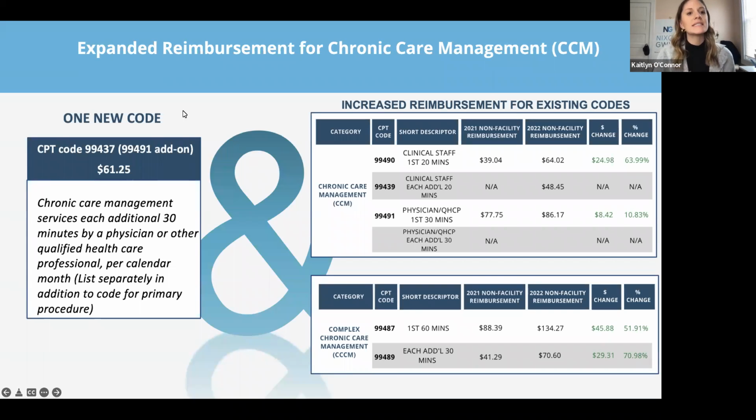Finally, I'll just add quickly, CMS added one more new CCM code, which is CPT code 99437. This is an add-on to 99491 for time above and beyond the initial 30 minutes of CCM services personally provided by a physician or QHCP. It's going to operate very similarly to 99439 and 99458 and the add-on RTM code, which the specific numbers are escaping me. But again, this is just another signal that CMS recognizes that these services take a long time.